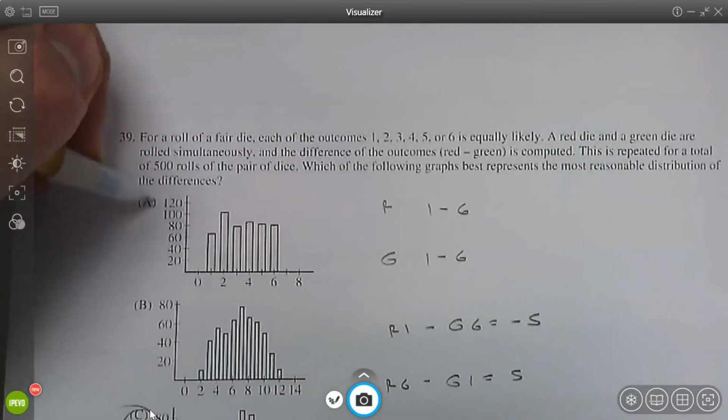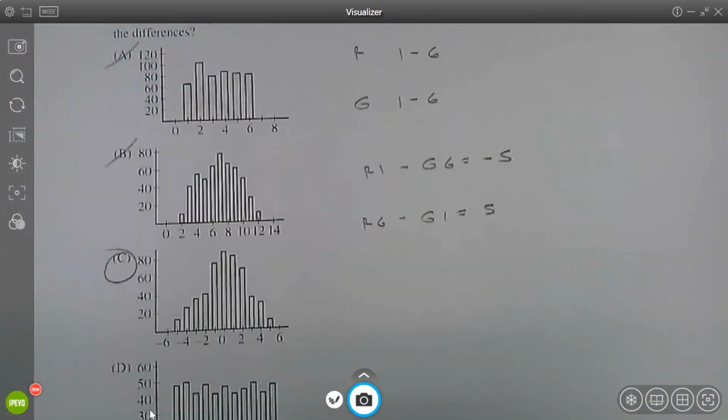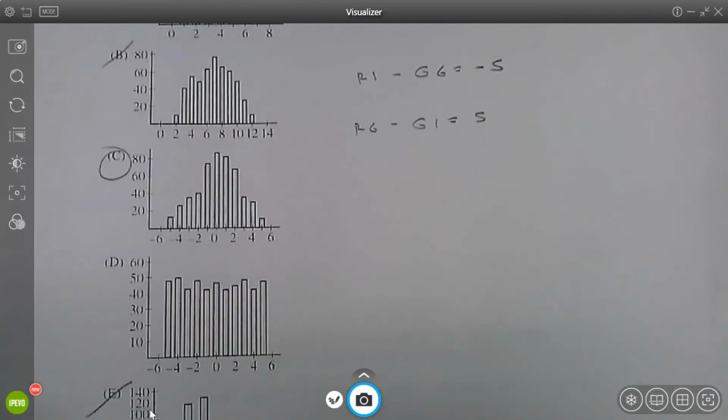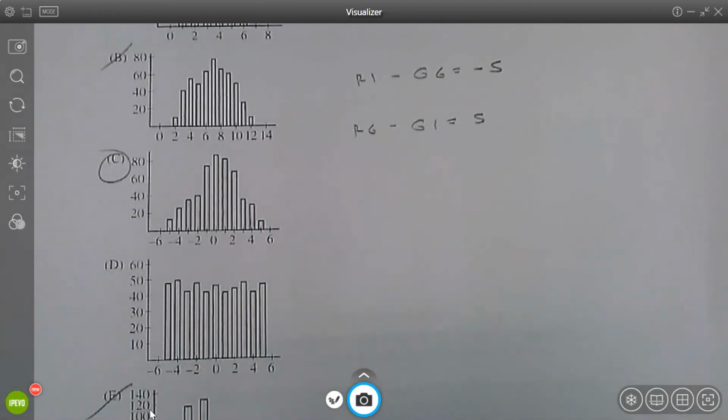So at that point, A, B, and E are out. So it's down to D and C. So I'm just trying to think about which would be more likely, and I could go a little bit further as far as figuring this out, but finding a difference of 0 is going to be the most likely, and it's going to get less and less likely as far as differences of 5 and -5, because there's only one way those can happen. Like a difference of 2 could be 6 minus 4, 5 minus 3, 3 minus 1. There's multiple ways that could happen.